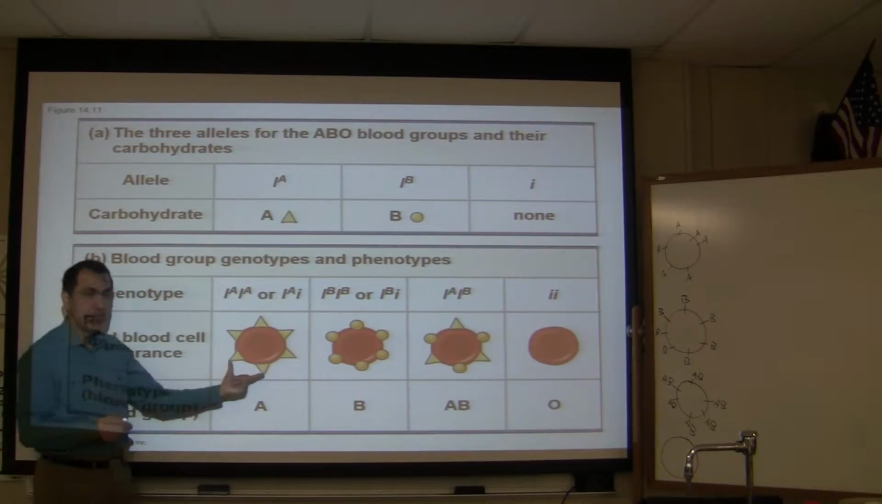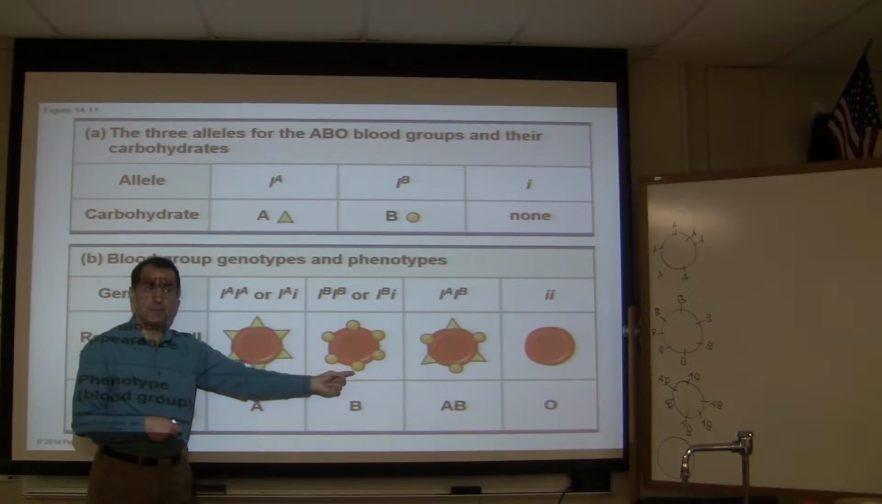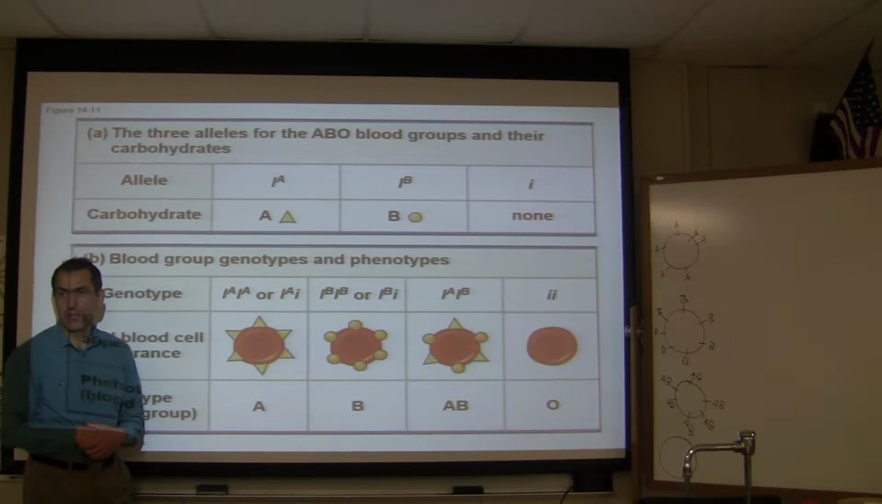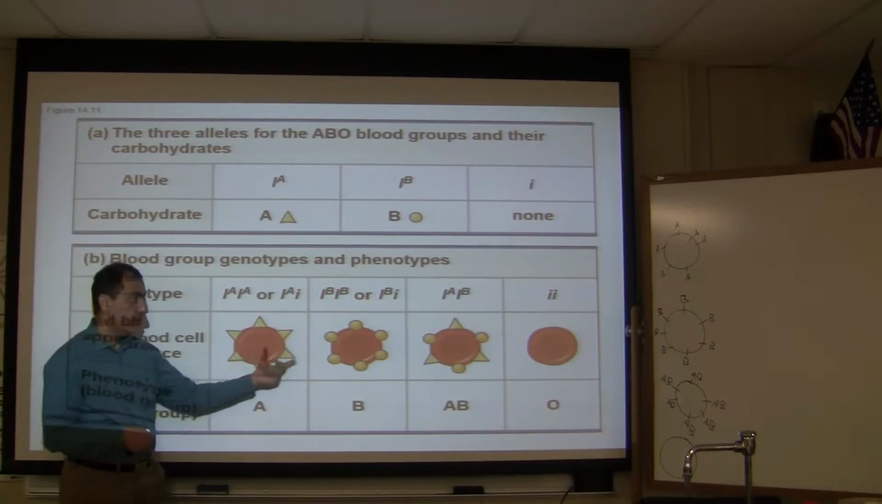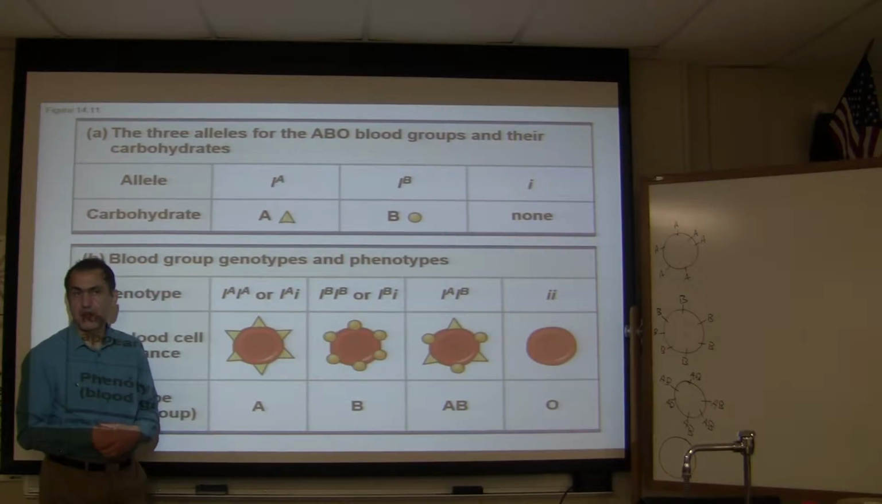How about this one? Can I give blood type A to a person with blood type B? Absolutely not, because it's the same concept we talked about. Okay, can I give this one to the AB person? Yeah, I can. Nothing will happen.